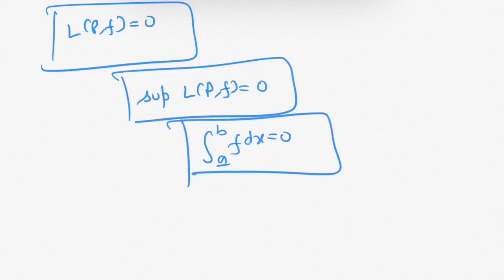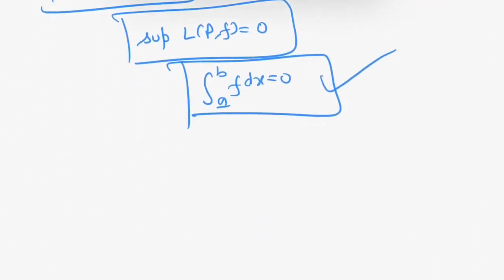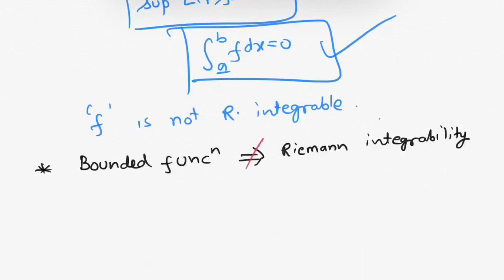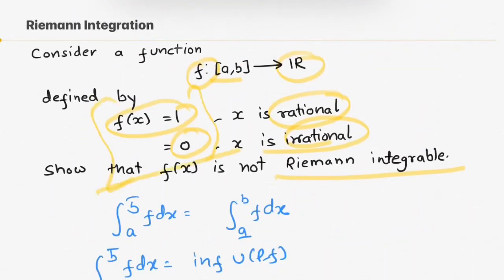So you can see here this lower Riemann integral is not equal to the upper Riemann integral, hence f is not Riemann integrable. From this example you can conclude that a bounded function does not imply Riemann integrability. That means a bounded function doesn't mean it will be Riemann integrable, because you can see here this function f(x) is bounded between 0 and 1, but it is not Riemann integrable. So this video ends here.